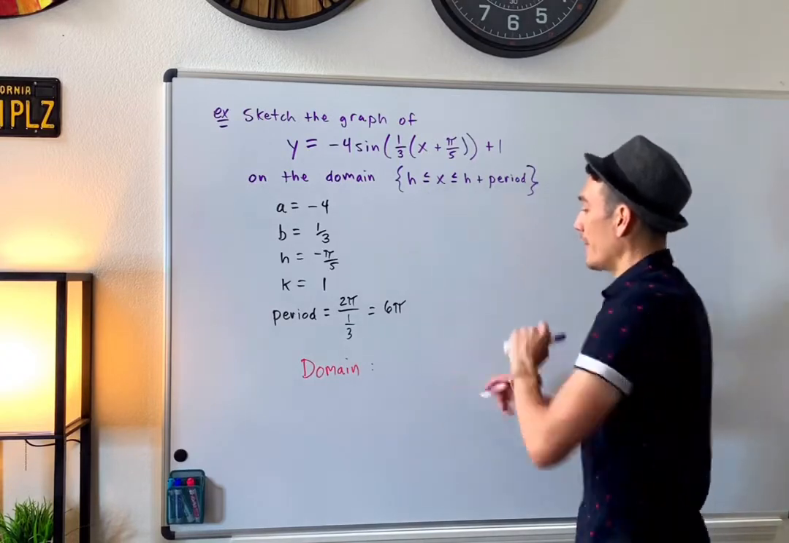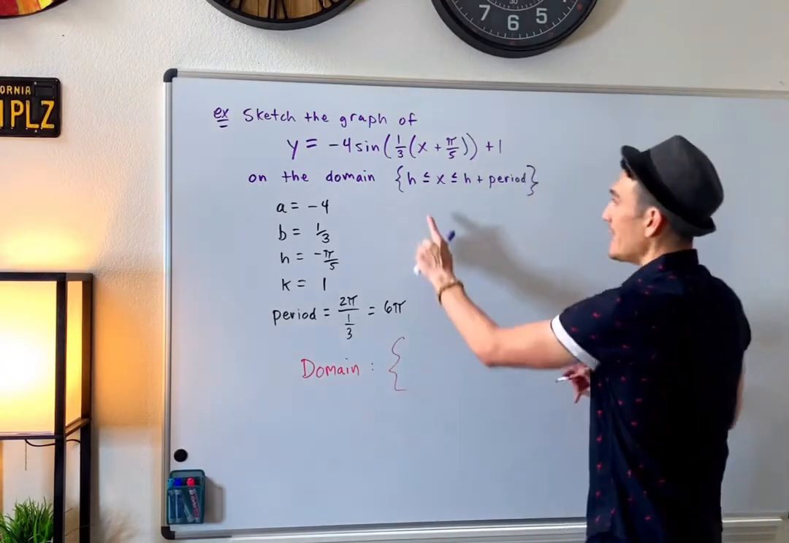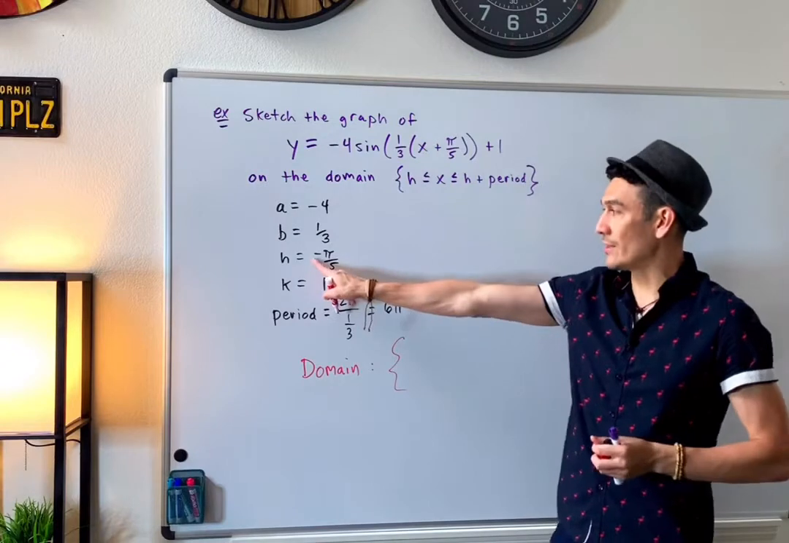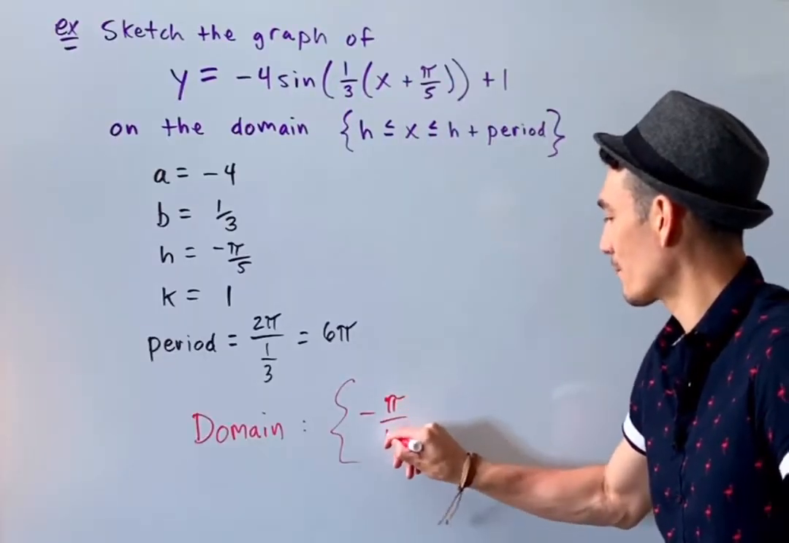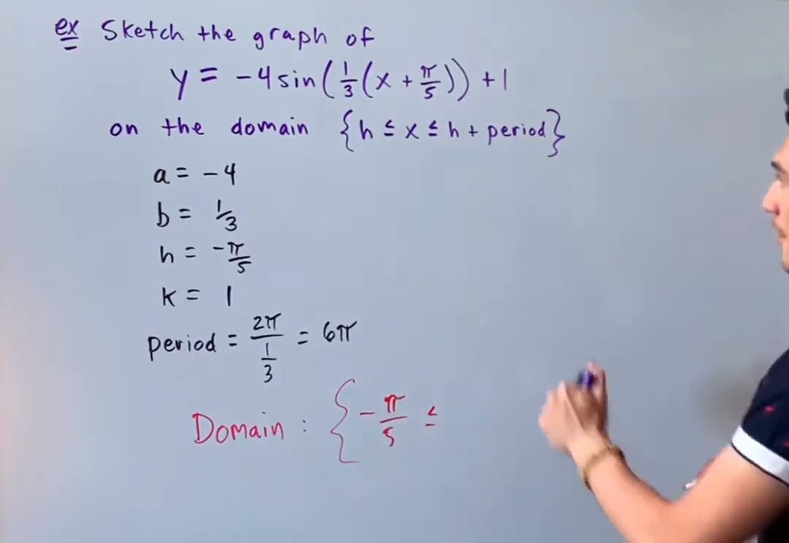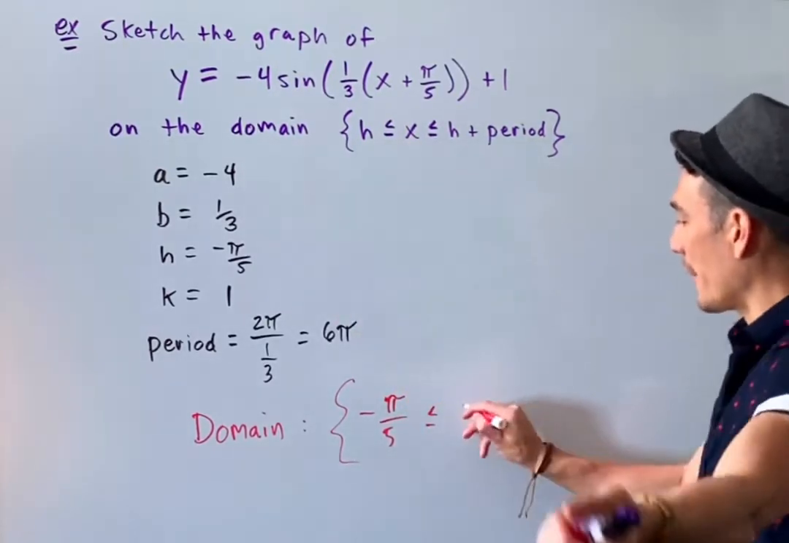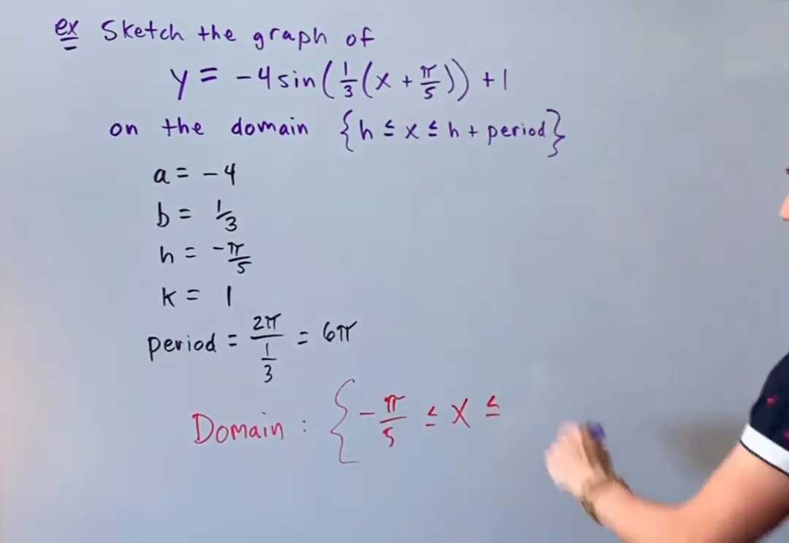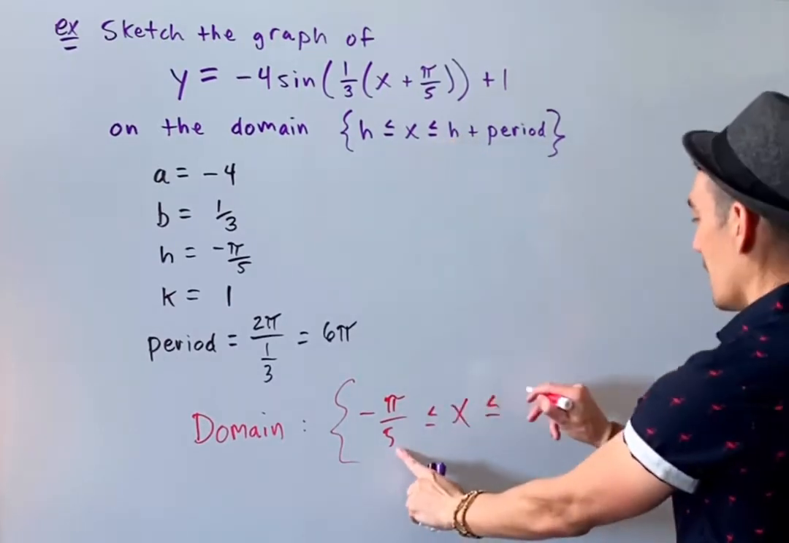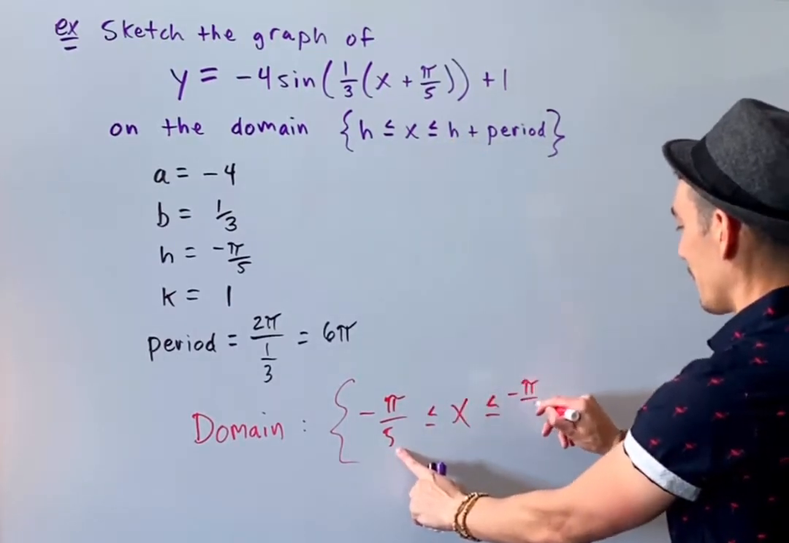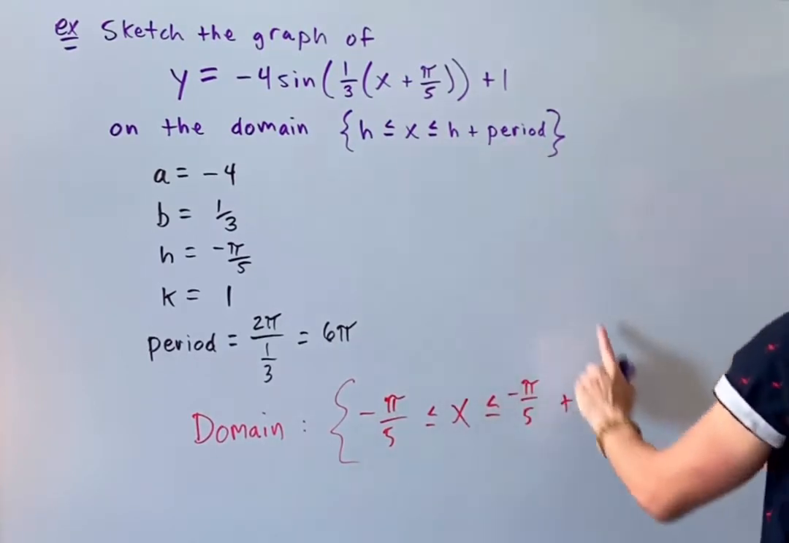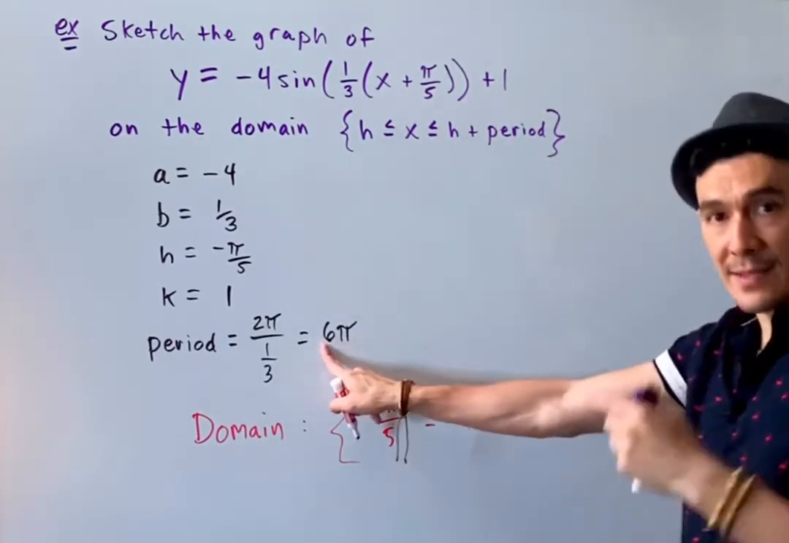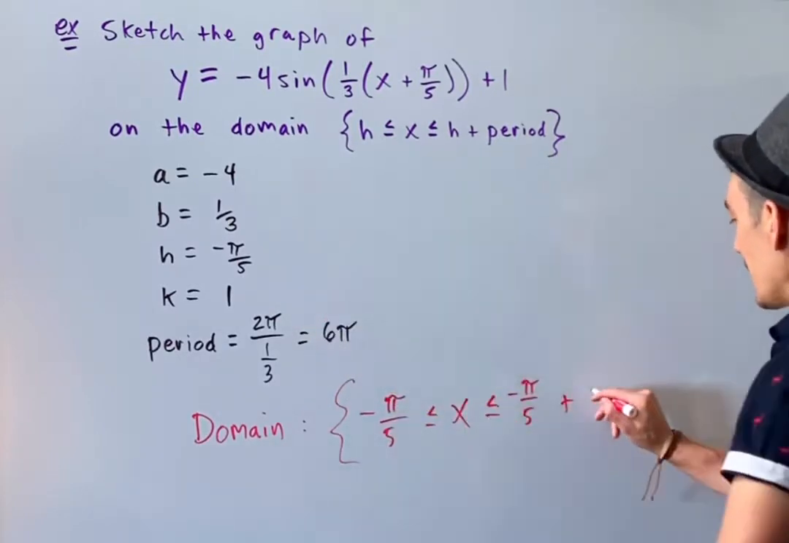So I want my domain to be H. Now what's H? H is negative pi fifths, less than or equal to x, where x is just the variable, less than or equal to H, the same number, and then we have addition. And now the period, what's the period? See, the period was 6 pi. That's why we did the period back there.